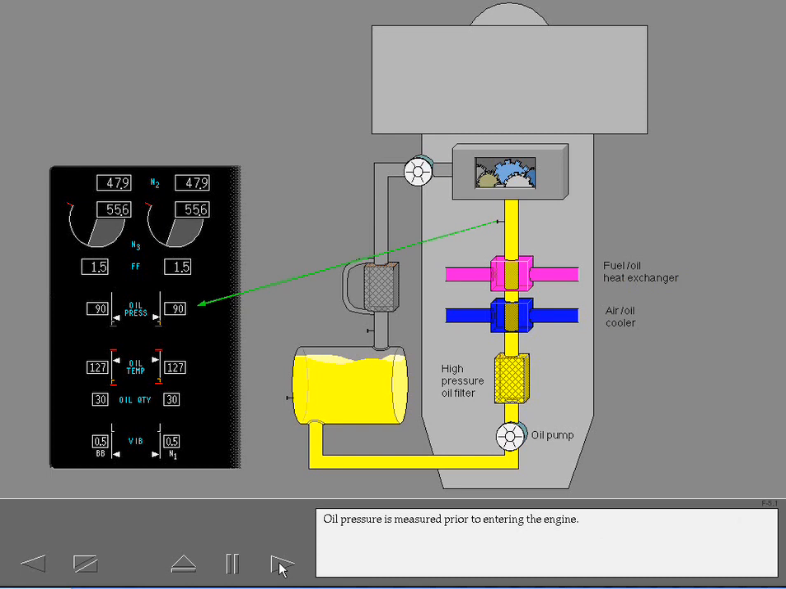Oil pressure is measured prior to entering the engine. The oil then lubricates and cools the engine main bearings, gears, and accessory drives. After lubricating and cooling the gearbox, the oil is returned to the reservoir through a scavenge pump and a scavenge oil filter. If the scavenge oil filter becomes clogged, the oil automatically bypasses the filter.